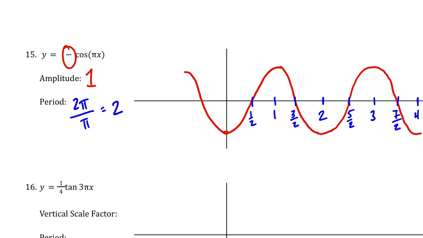Okay, and then we know our amplitude is 1, so we're going to label this as -1 and this as +1, and we are done with that one. That one is quick.